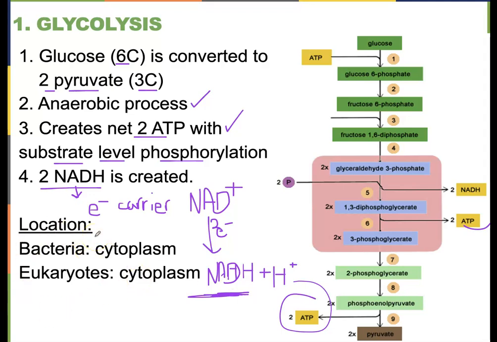Where this happens in both bacteria and in eukaryotes is in the cytoplasm. So when the glucose comes into the cell, it undergoes this process immediately.